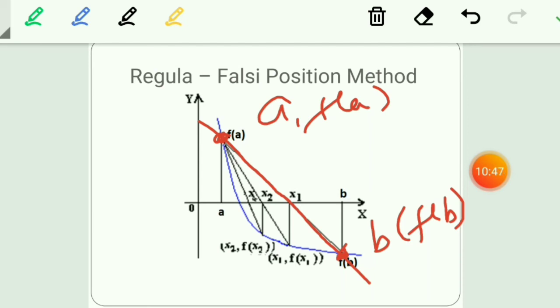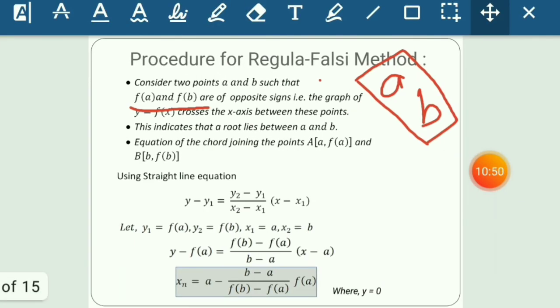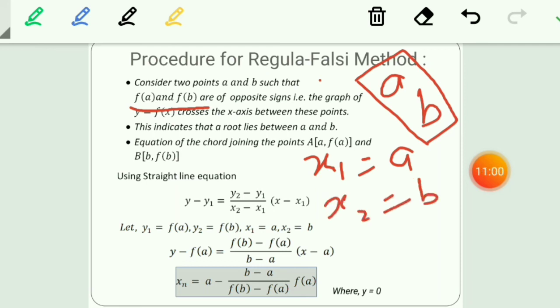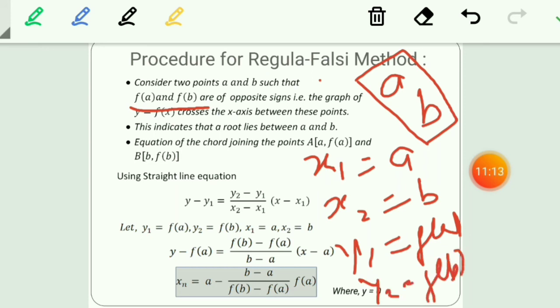So here x1 is a, and x2 is b. What is y1? y1 is nothing but f of a. And y2 is nothing but f of b. You can check it here. I have written the same thing: y1 equals f of a, y2 equals f of b, x1 equals a, and x2 equals b. The same thing I have written here.